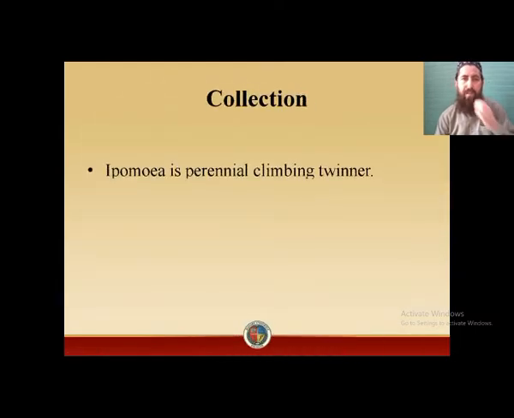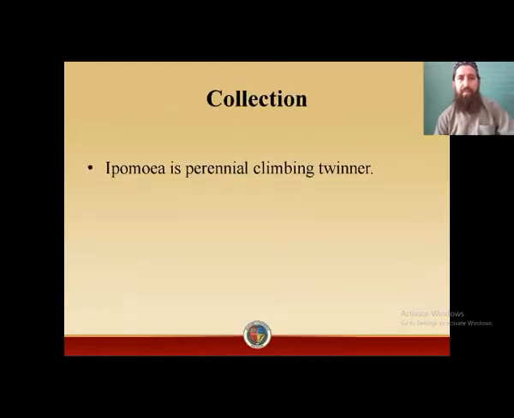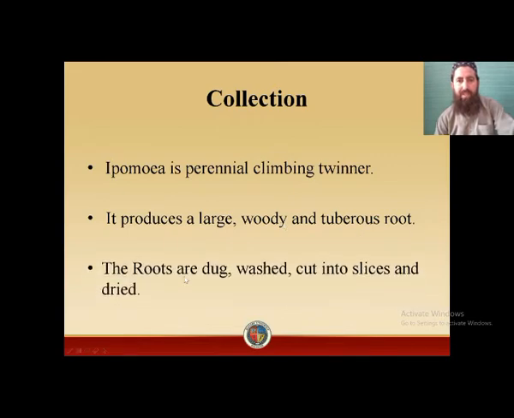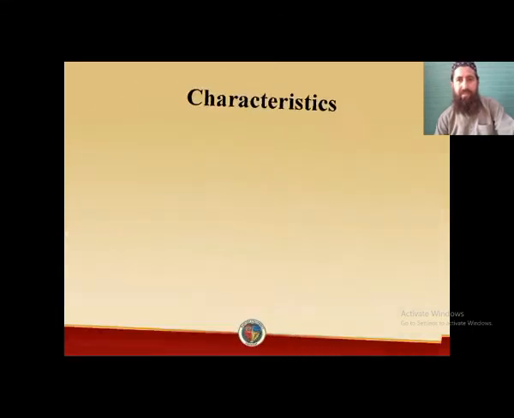Collection. How is Ipomoea collected? First of all, you must know that Ipomoea is a perennial climbing twiner. It produces a large, woody and tuberous root. The roots are dug, washed, cut into slices and dried, and further they are processed for use.